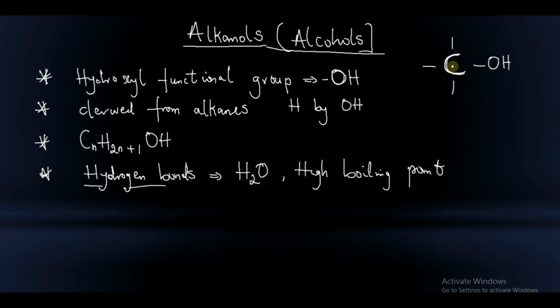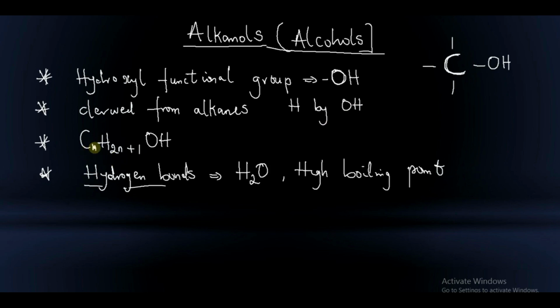Then the next thing that we talked about was where they are gotten from. Alkanols are derived from alkenes. And how are they derived from alkenes? They are gotten from alkenes by replacement of the hydrogen atom by an OH group. And I've explained that before, illustrated it with ethane and methane.